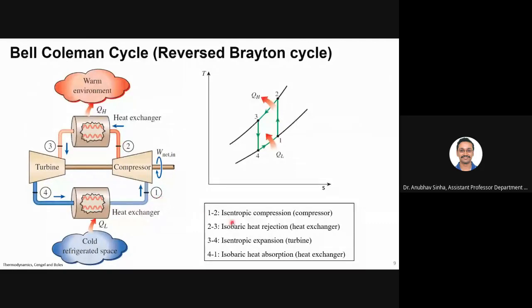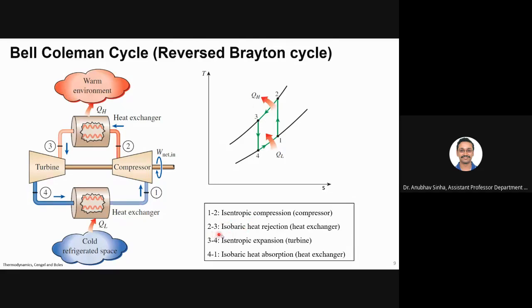So 1 to 2 is isentropic compression in this compressor. In the gas turbine cycle, when you are running a power cycle, it is a turbine. Now it becomes a compressor. So we do isentropic compression here, which is shown here from 1 to 2. These two black lines, what you see, are constant pressure lines, and we are plotting it in a TS plot. So 1 to 2 is isentropic, so it is a straight line.